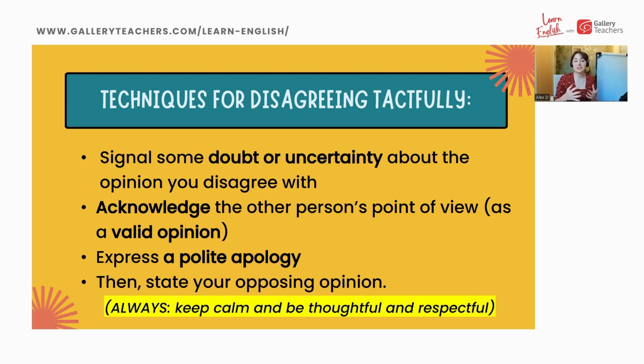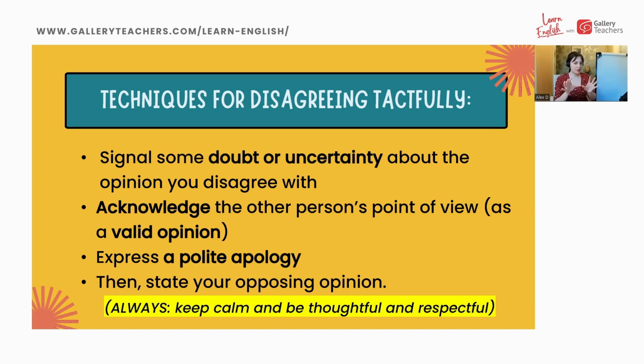So one thing you can do is signal some doubt or uncertainty about the opinion you disagree with. For example, I'm not sure about that. The language we looked at in a previous English class about expressing uncertainty will be really helpful here. Another thing you can do is acknowledge the other person's point of view as a valid opinion. You might not agree with what this person thinks, but it is their opinion. It is valid, right? So we can acknowledge this. This is a very tactful, polite thing to do. So, you may have a point, is one expression for this.